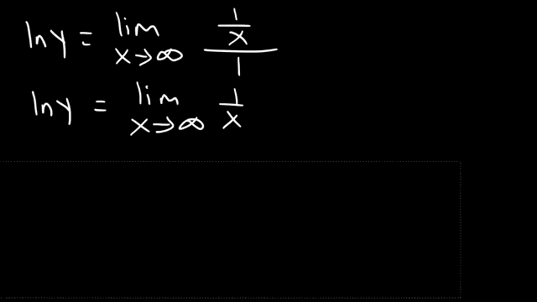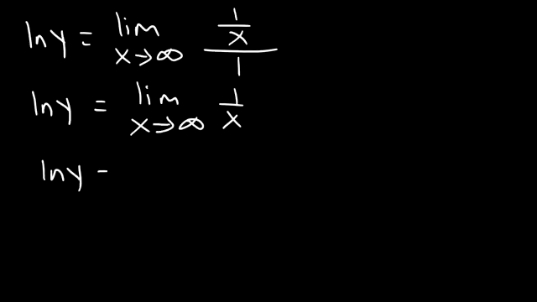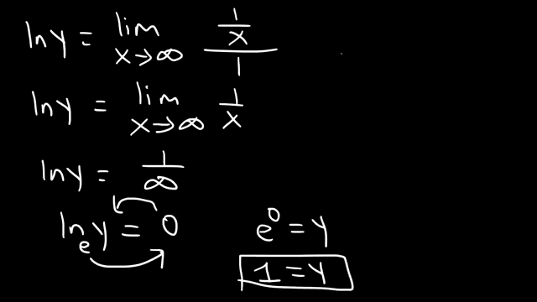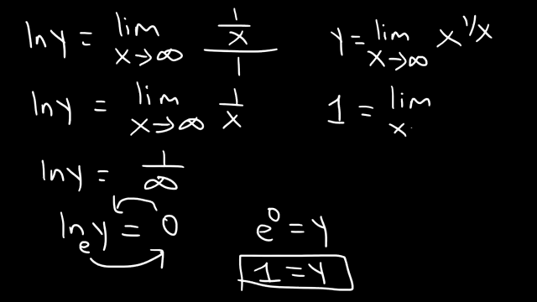Using direct substitution on the right, we can see that the natural log of y is equal to 1 over infinity, and 1 over infinity is 0. So ln y is 0. Now the base of the natural log is e, so e raised to the 0 power is equal to y. And anything raised to the 0 power is 1, so y is 1. Now recall that y was equal to the limit as x approaches infinity for the original problem, x raised to the 1 over x. So we know that y is 1, therefore the limit as x approaches infinity for x raised to the 1 over x is 1.